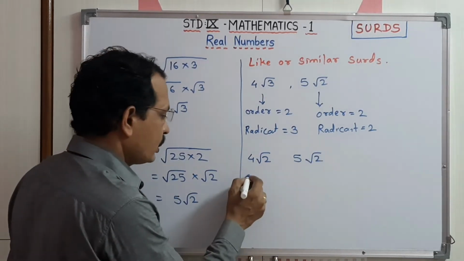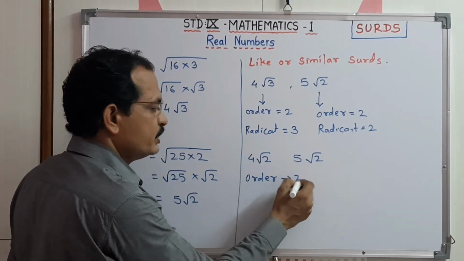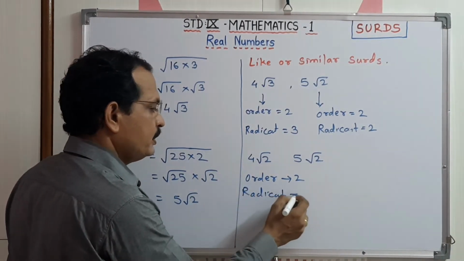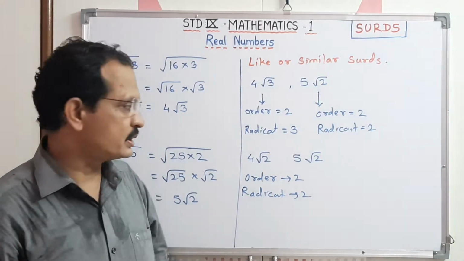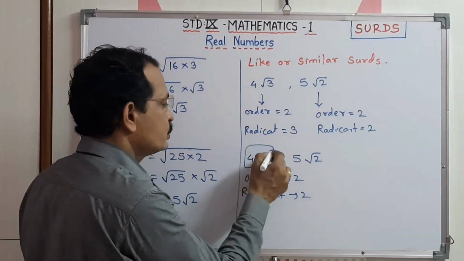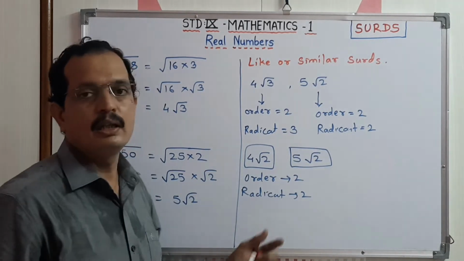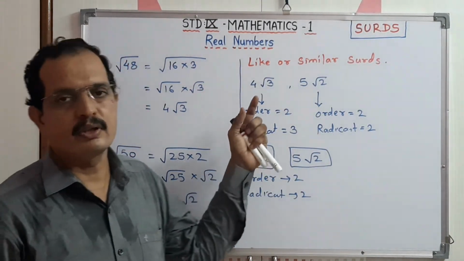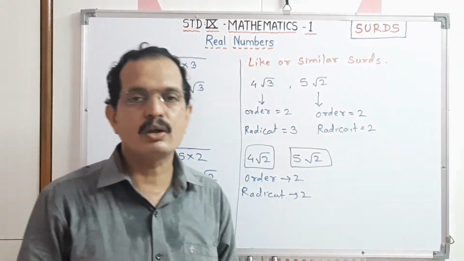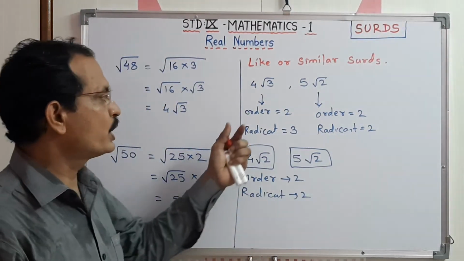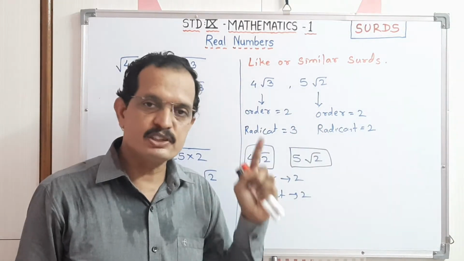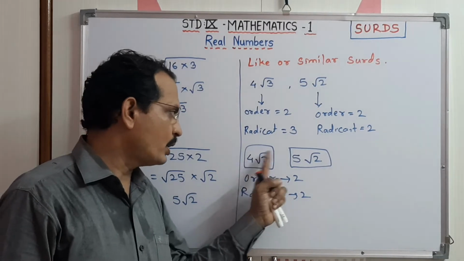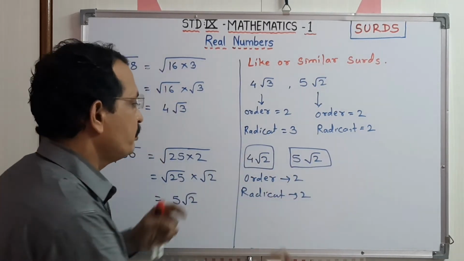Here the order of both surds is 2. The radicand is also 2. Therefore these two surds are called like surds. Got it? That means if we have to decide whether the given surds are like surds or similar surds, for that purpose we have to see the order. The order must be the same as well as the radicand. In this case the order is 2, the radicand is 2. It may be like this.